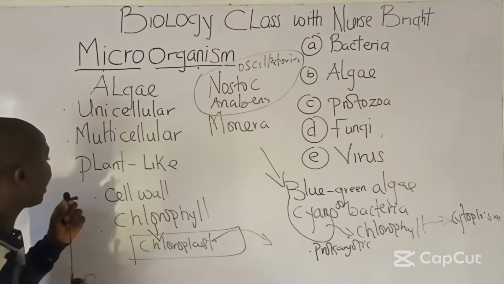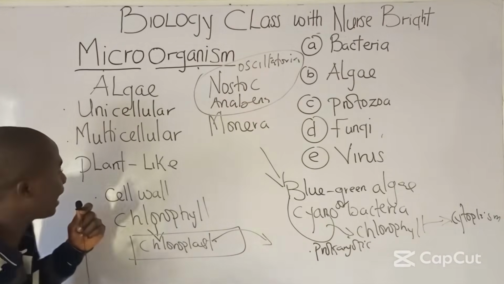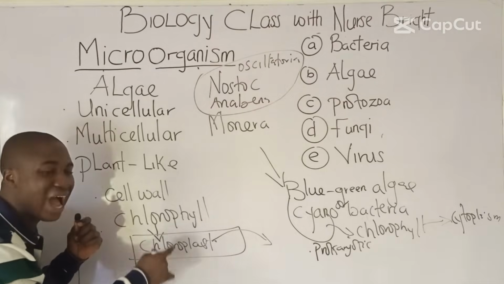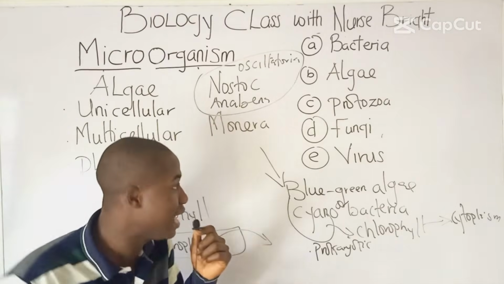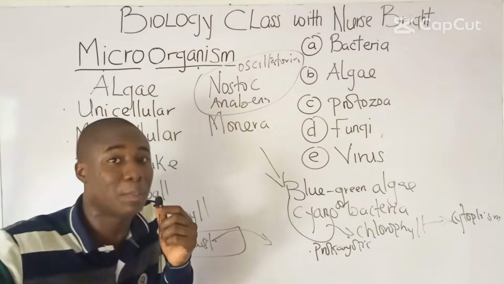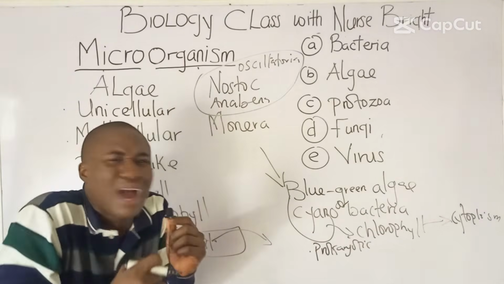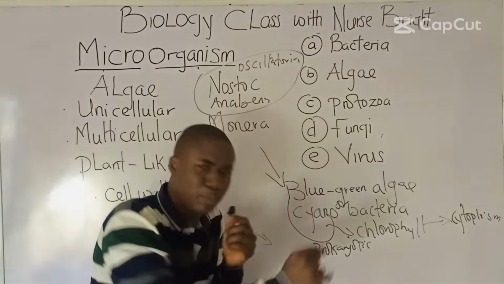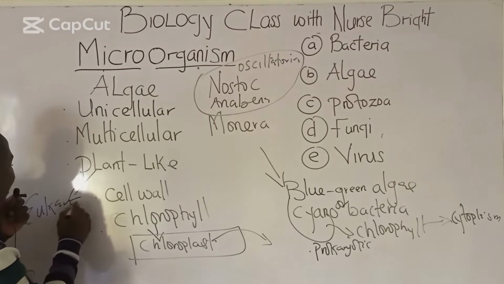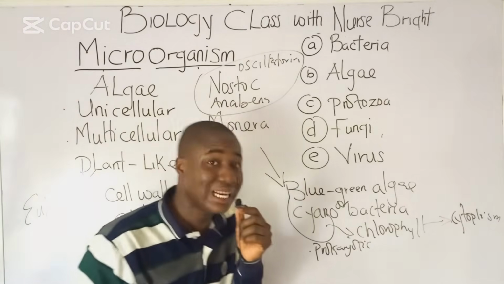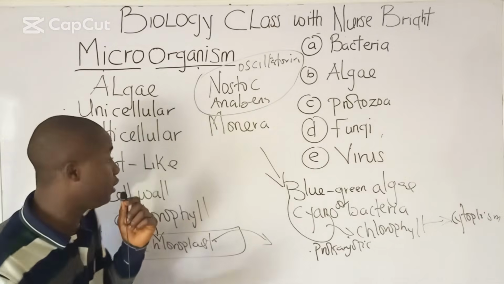So on algae, generally they can be unicellular or multicellular, and they are plant-like, containing the cell wall and having chlorophyll pigment, which is found in the chloroplast for a normal plant. But this blue-green algae is not completely a plant. Why? Because plants generally are eukaryotic in nature, but this is prokaryotic. So I believe the concept of all this is clear now.